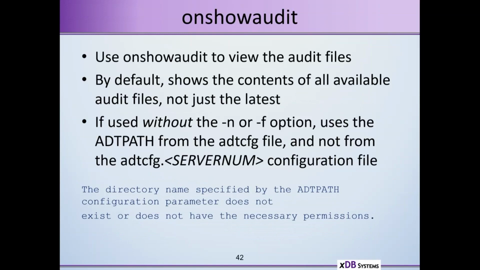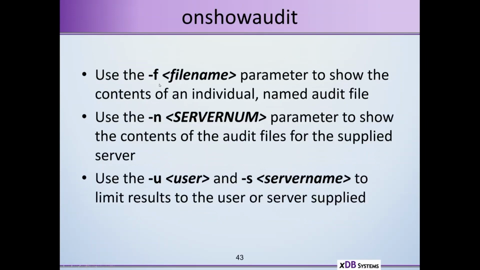The onshowaudit command, though, is a way to view those files, and you can search for a particular user, that kind of thing. If you don't use any options on it, it'll look through all the audit files in your audit directory. So we can specify a particular file name we want to display, files for a particular server number, or even a user and a server name. It's really just ways to grep that data.